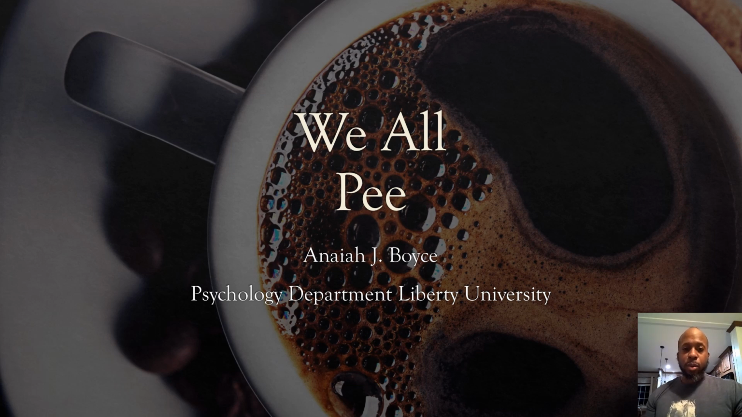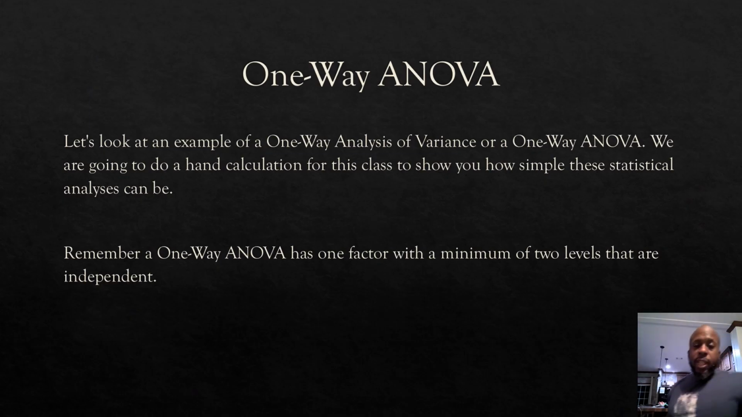Hi, my name is Anaya Boyce, and today we're going to talk about something that we all do but never talk about. For our example, we're going to be looking at a one-way ANOVA, and remember, a one-way ANOVA has one factor with a minimum of two variables that are independent.